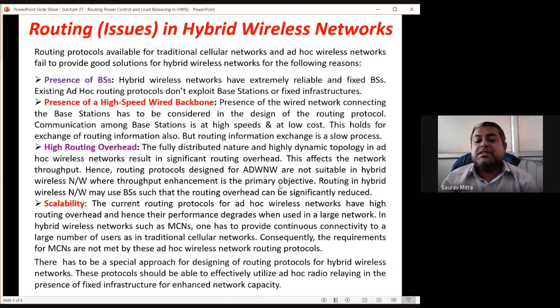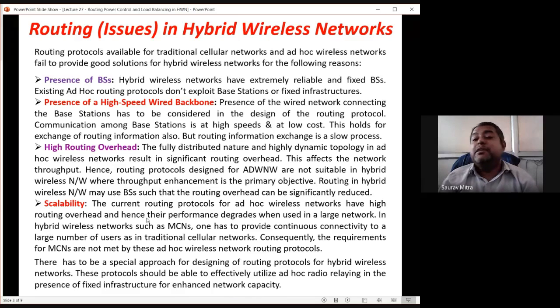Solution is base station if you are using. Okay, so if it is a hybrid network, we can use distributed kind of routing, we can use centralized kind of routing. For centralized kind of routing, we need a base station at the center of the whole topology.